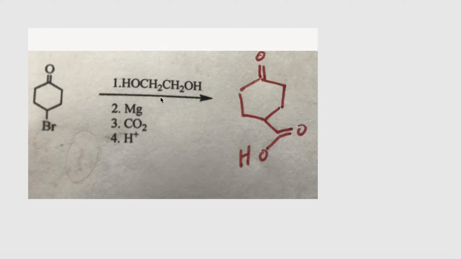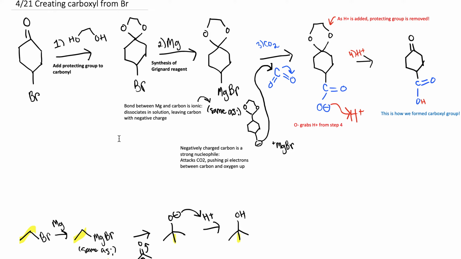Hey, so you had a question basically asking how this bromine here is converted into a carboxyl group. So let's go over that. Looking at your question, the first step was protecting this ketone with a diol. As we add this diol, this ketone is going to be protected and converted to this structure here.